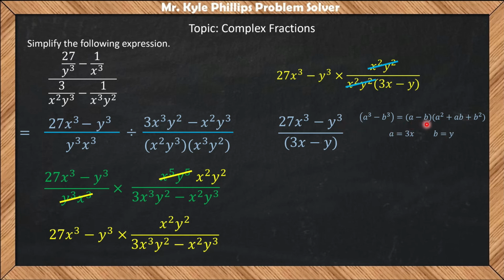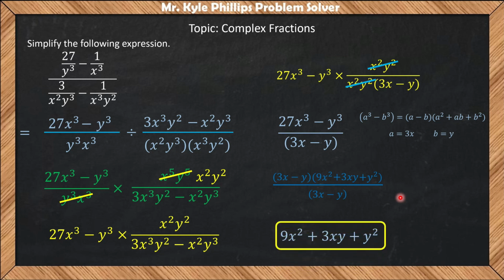So a minus b would be 3x minus y. A squared would be 9x squared. AB, so 3x times y is just 3xy, and then b squared would be y squared. And this will all be over our denominator of 3x minus y. Now these binomials can cancel, and we are left with 9x squared plus 3xy plus y squared. This will be our solution, our most simplified form of this complex fraction.